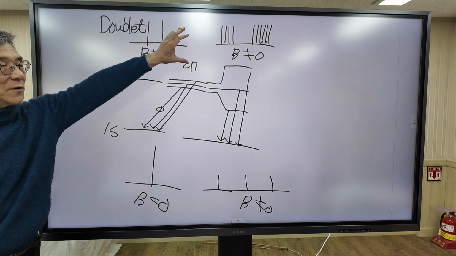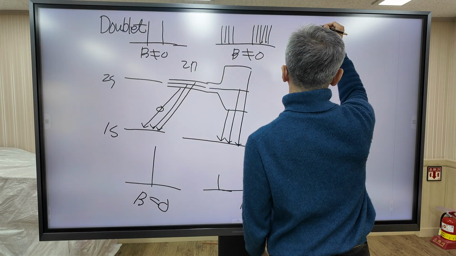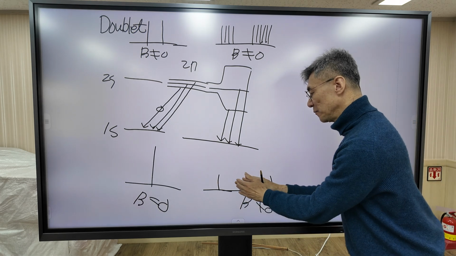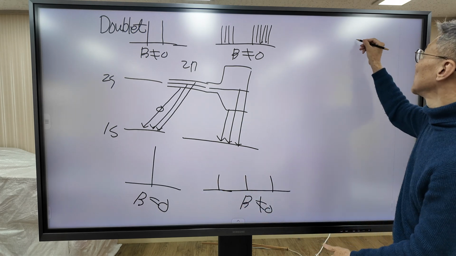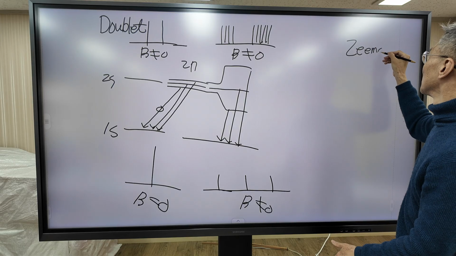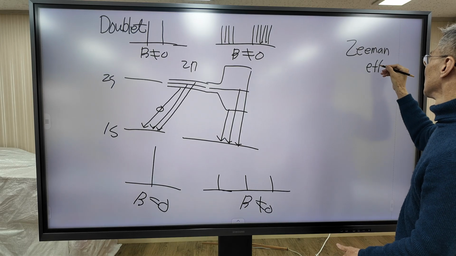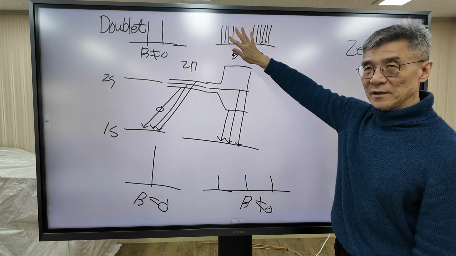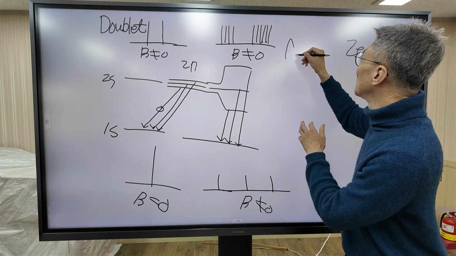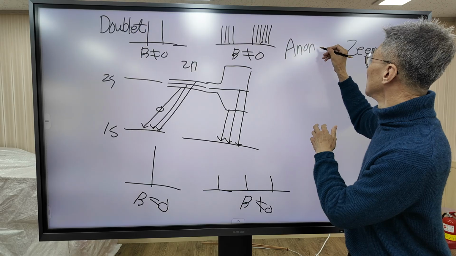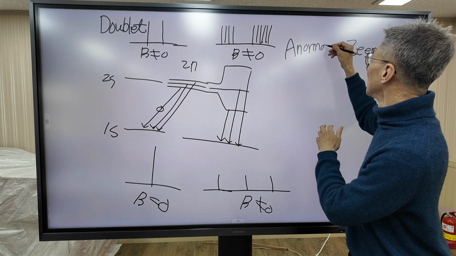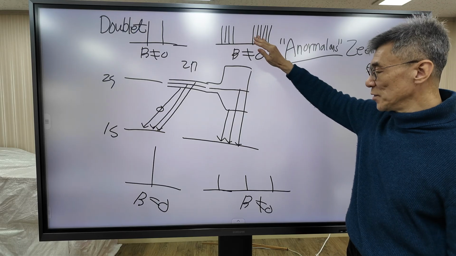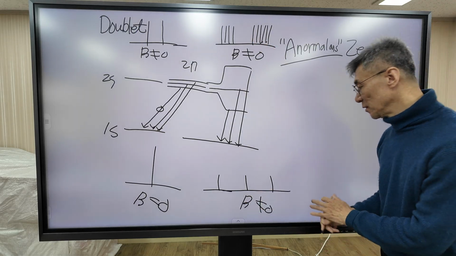This phenomenon, as I said before, where the peak is split when a magnetic field is applied, is called the Zeeman effect. But this splitting is very complicated, so this one is called the anomalous Zeeman effect, because the pattern is much more complicated than this one. This one is called the normal Zeeman effect.